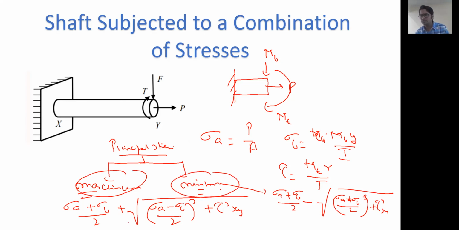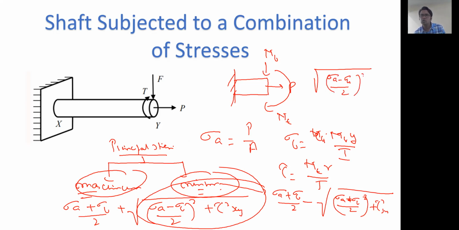And suppose you are asked to find out the maximum shear stress acting on the shaft. In that case, we will simply be taking this part, so it will be square root of (sigma A minus sigma B by 2) the whole square plus tau square xy. So in this way, we can find out the net stress due to the combination of different types of load: axial, bending, and torsional load. I hope that it might have got in your mind, right?